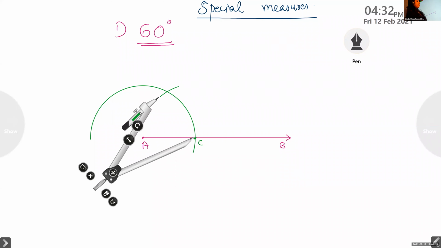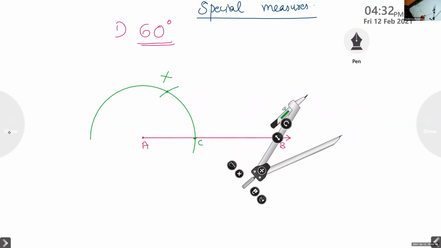First we have drawn a semicircle with any measurement. Then with the same measurement, without moving the compass, from the point C where it touches the baseline, the radius should be same, we draw an arc cutting the semicircle. That point I'll call X.